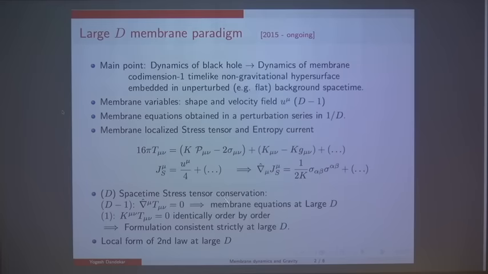So space-time stress tensor conservation actually gives you D equations, out of which d-1 come from the world volume conservation of this membrane stress tensor. And one equation comes from the identity k_mu T^mu = 0. But it is obeyed identically order by order in 1/D. So this tells you that the formulation is strictly consistent only at large D. Then the number of equations becomes the number of variables. Notice that it also obeys the local form of the second law at large D.